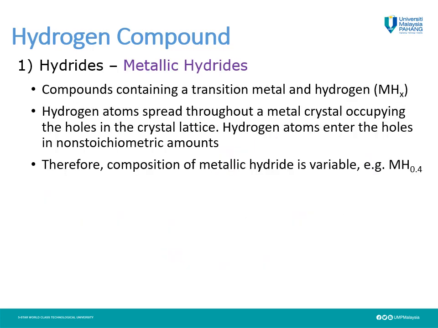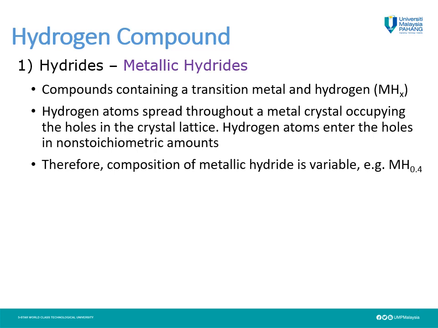The third hydride compound is metallic hydrides. So the compound containing transition metals or sometimes other types of metals and hydrogen. So the hydrogen atoms spread throughout a metal crystal, occupying the holes in the crystal lattice. The hydrogen atoms enter the holes in non-stoichiometric amount. So therefore, the composition of metallic hydride is variable. So for example, MH 0.4.